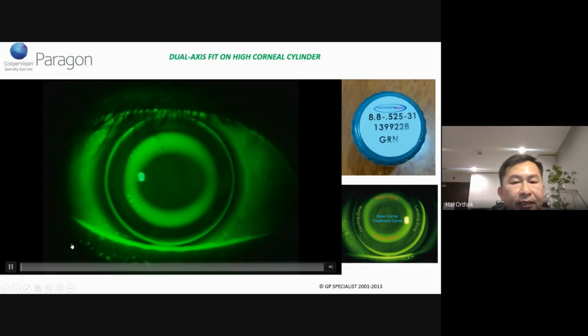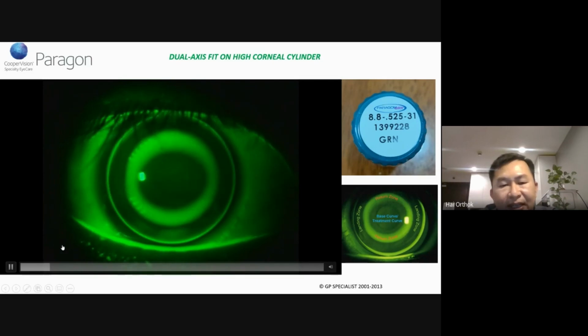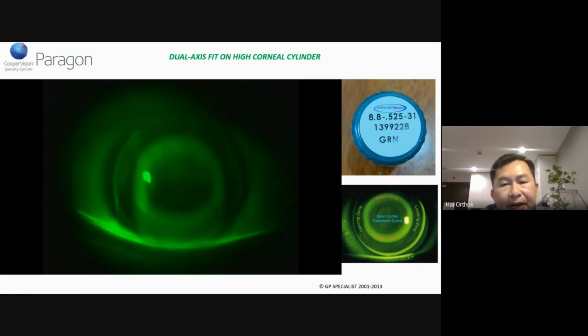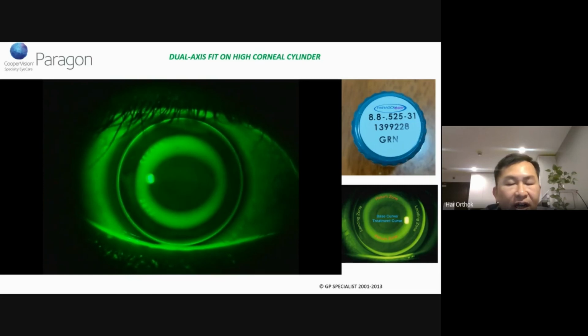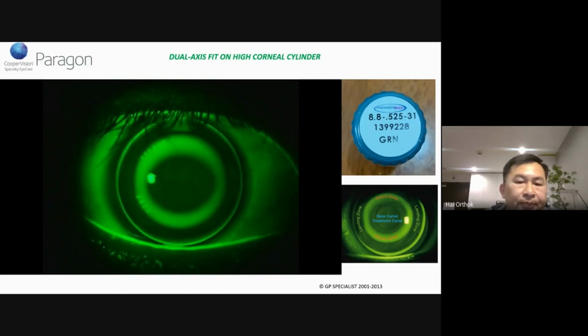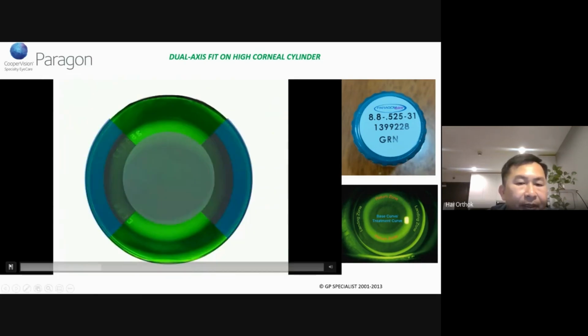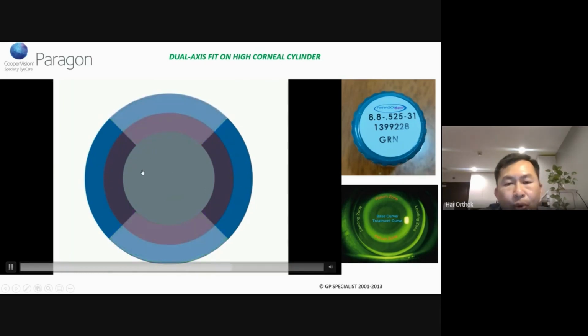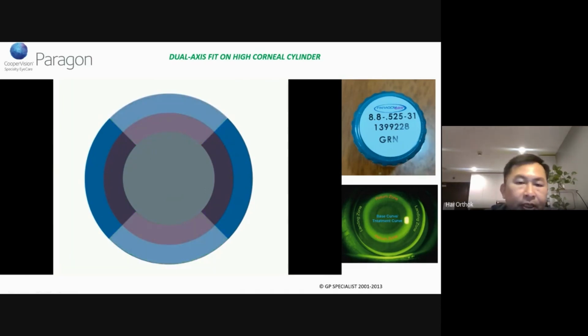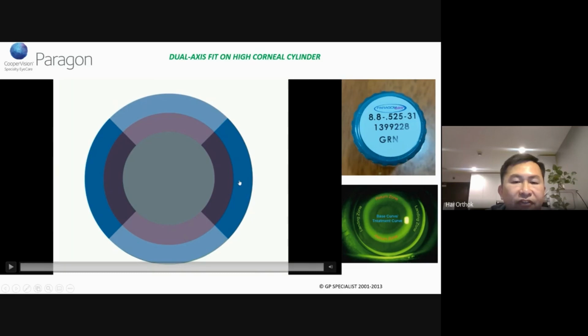And here, this is when we change the toricity on the lens, it has a steepened area at 6 and 12 o'clock. This area is deeper and the lens centers very well. And the design of the toricity is very much the same as you see in the cornea structure. So it's steeper along the line of the color right here, 6 and 12, and it's flatter on this horizontal meridian.